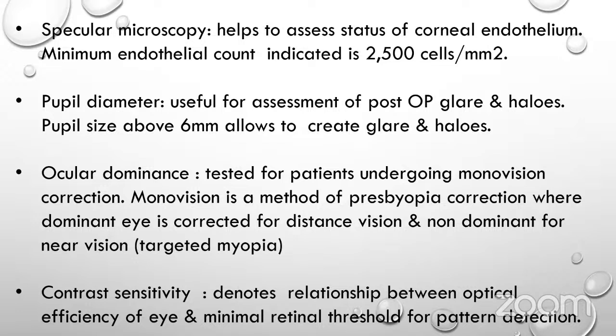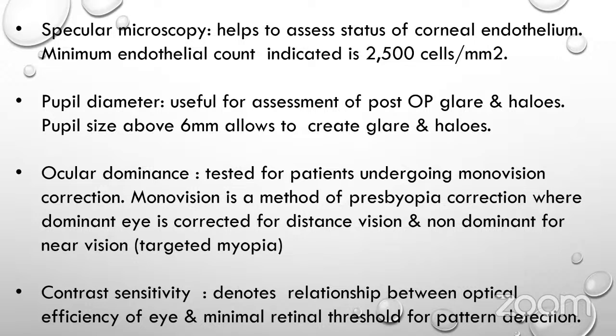Anything else? IOLMaster can be used. Yeah, IOLMaster has it, but it doesn't measure the scotopic again. Any other device? We have autorefractometers also, which measure the pupil size. Okay, yes sir, you can check the autorefractometer, it gives pupil size. I think the easiest is to use Cirrus because it gives mesopic, photopic as well as scotopic size. Okay, go ahead.